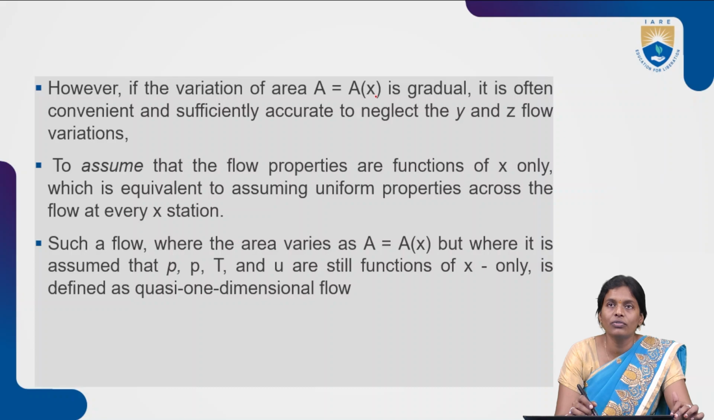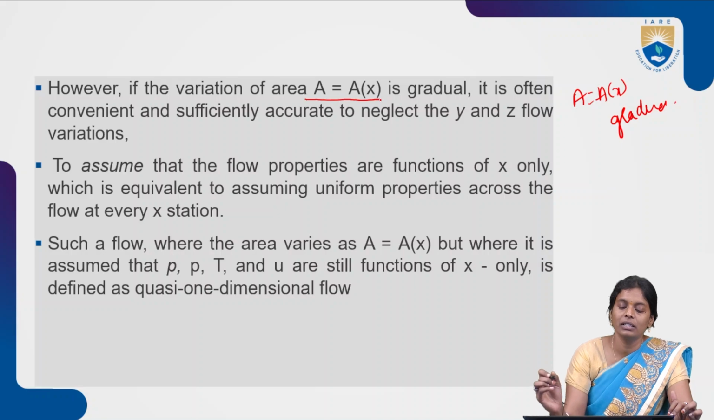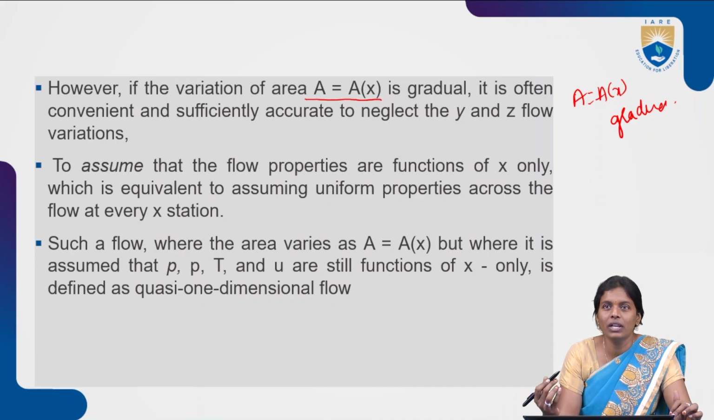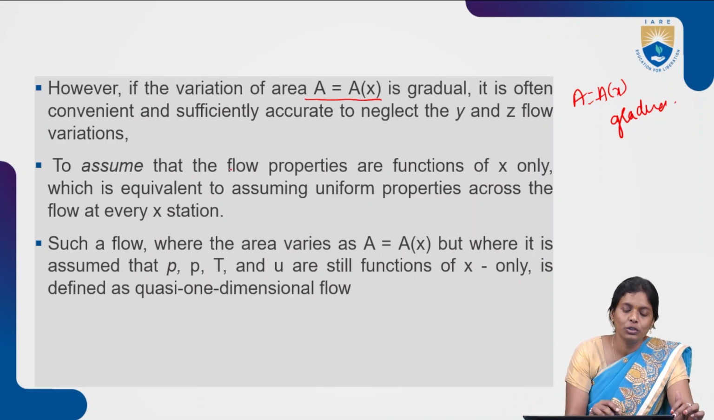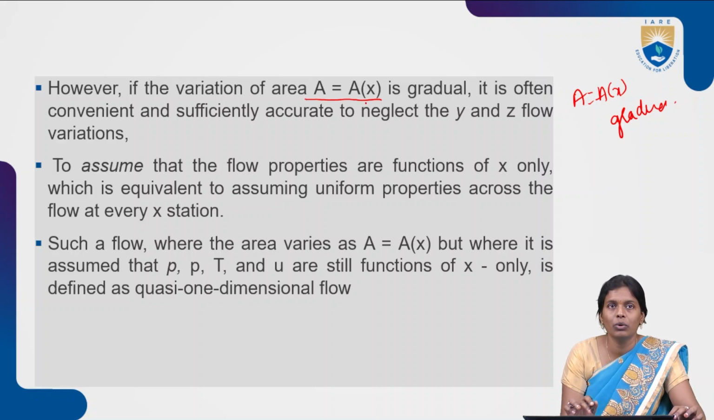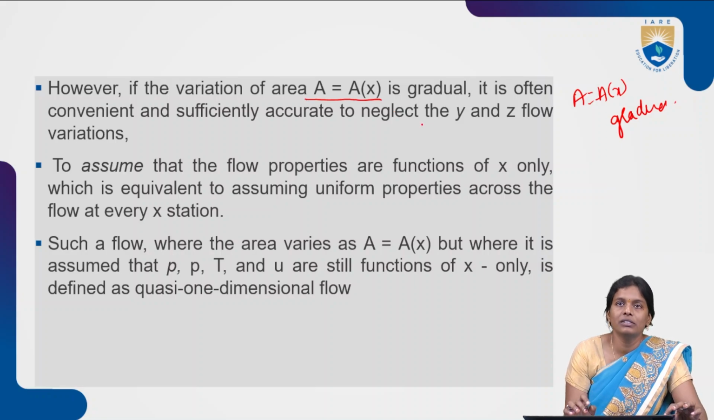However, if the variation of A equal to A of X is gradual, it is often convenient and sufficiently accurate to neglect the Y and Z flow variation. So if the area variation is gradual, then we can neglect the Y and Z flow conditions and assume that the flow properties are functions of X only, which is equivalent to assuming uniform properties across the flow at every section.